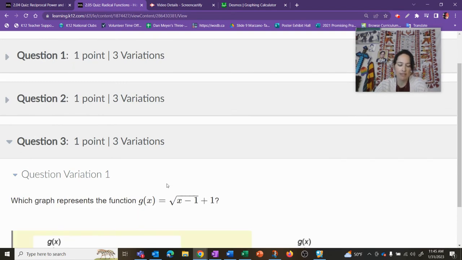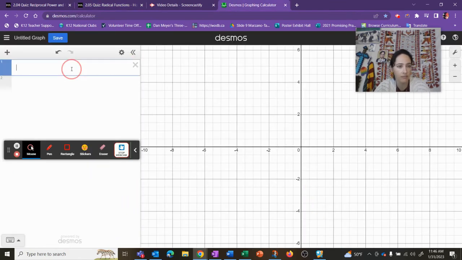Which graph represents the function? All right, so I don't think you can copy paste this, but let's try it. Let's see what happens if you copy paste this function into Desmos. I don't know if it'll register it. It doesn't. That's wild. Absolutely wild, but you can fix it, right?